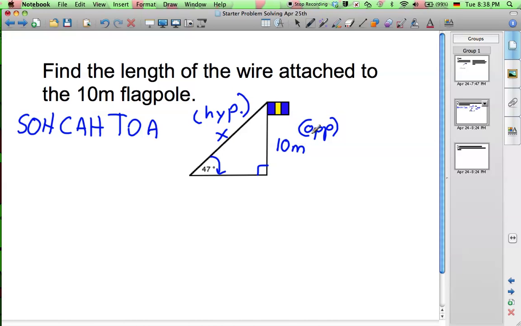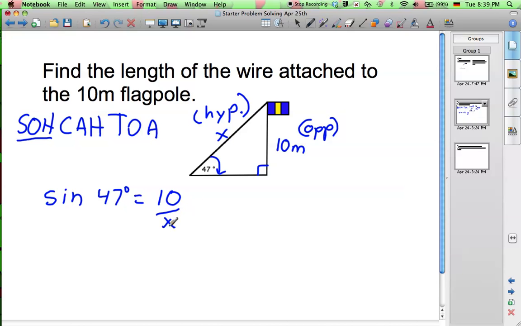So we're dealing with opposite and hypotenuse. We're dealing with O and H. Which one uses O and H? That would be sine. So we have to use the sine function. So we're going to have sine 47 degrees equals, and sine is always opposite divided by hypotenuse, so opposite divided by hypotenuse in this case is 10 divided by x.